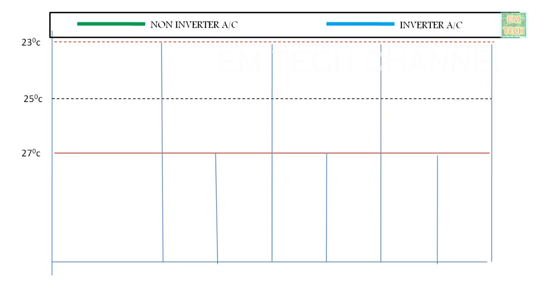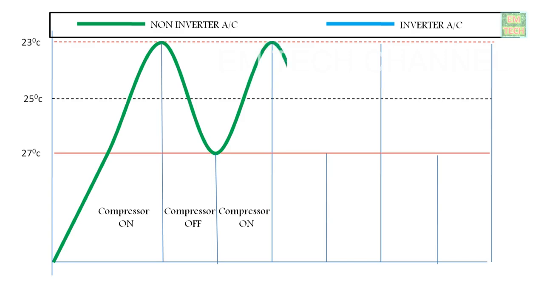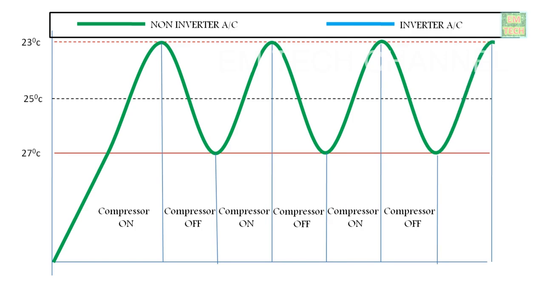Let us see the waveform. In the case of a non-inverter AC, the waveform is varying. You can see here, the waveform is varying by a high amount. It starts from the room temperature, reaches 23 degrees Celsius at full speed, shuts off, and gets switched on at 27 degrees Celsius. Due to these large variations, non-inverter ACs are considered less efficient.